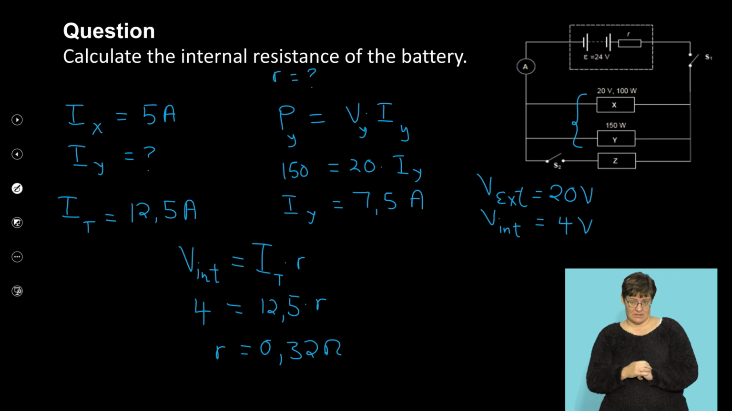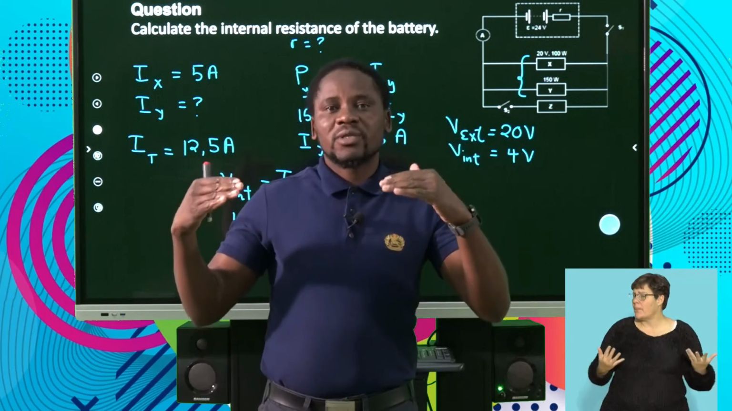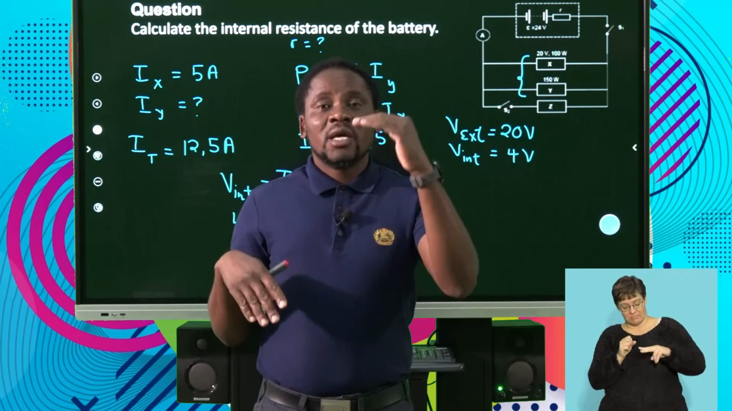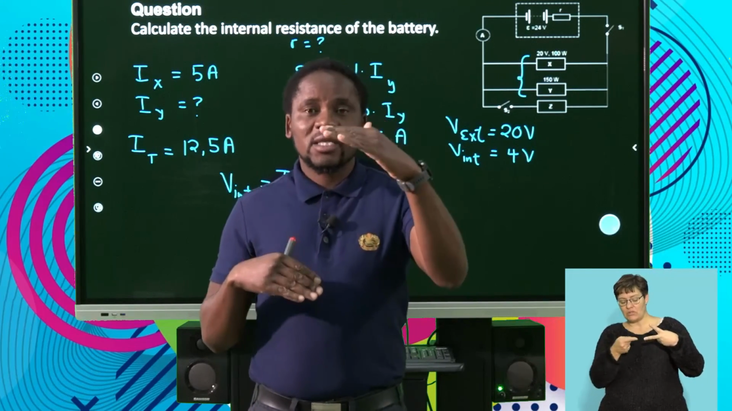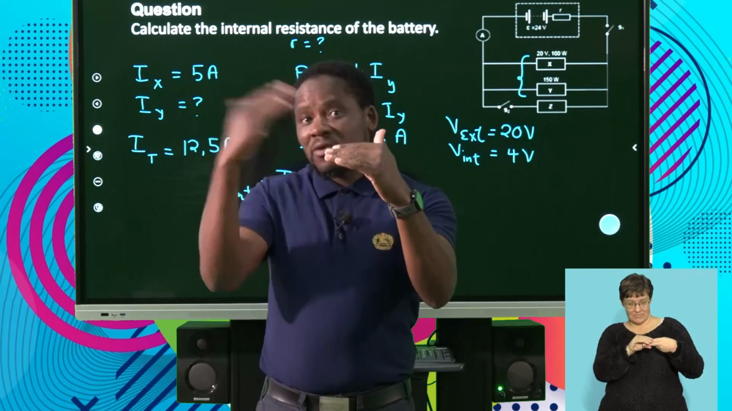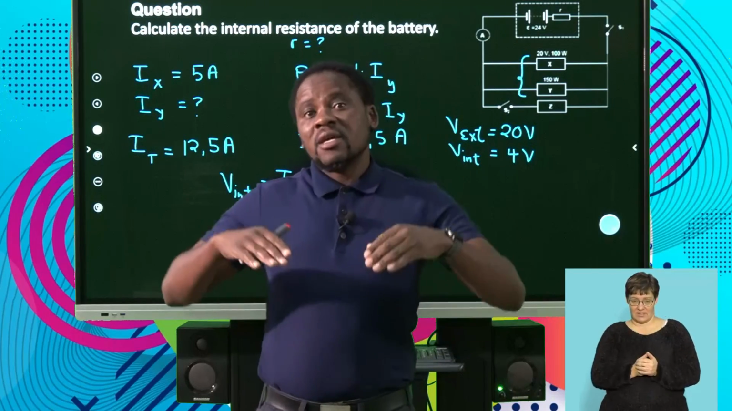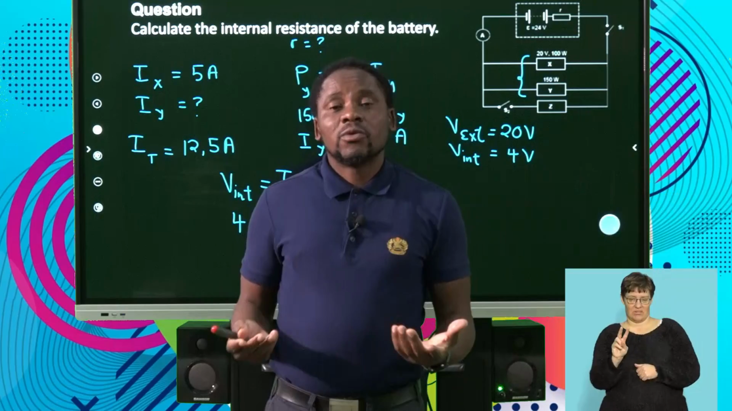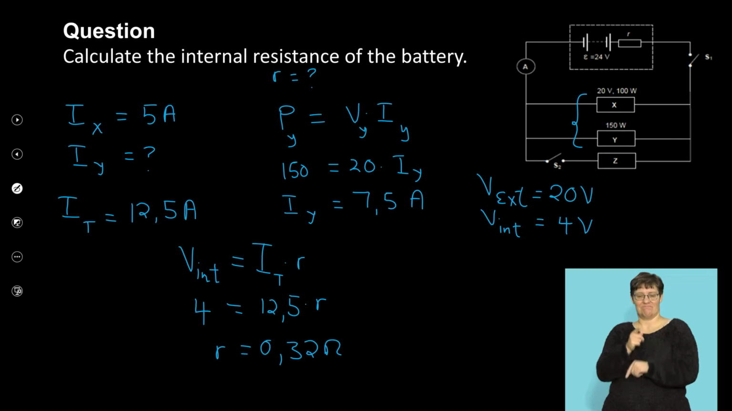So this question involves us getting the total current. How exactly did we get the total current? We said the main current that goes through the battery is split between X and Y. If we know how much current goes through X and through Y by calculation, then we are able to get the total current through the battery. Then, if we know the external voltage is 20 volts, the internal voltage will be 4, and as a result we are able to determine the internal resistance of the battery.